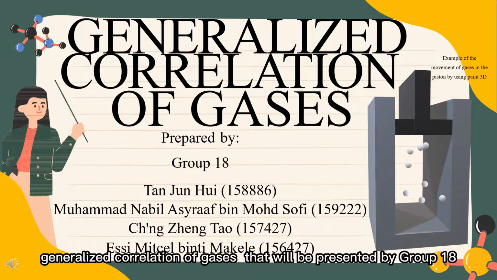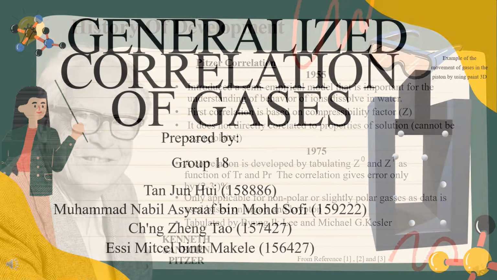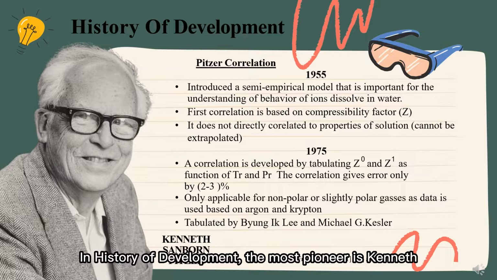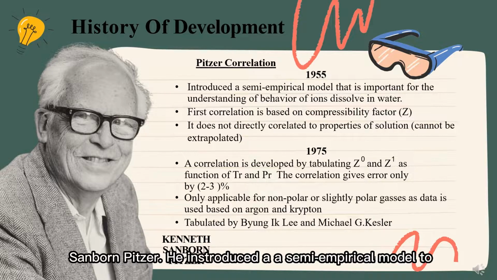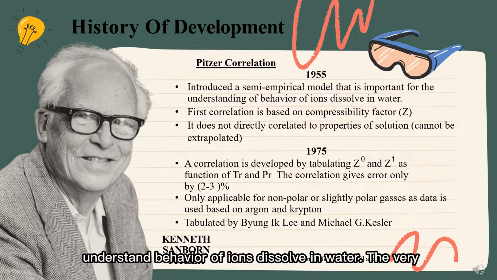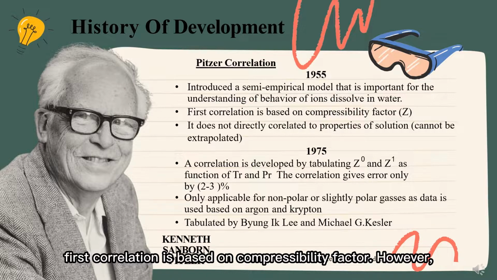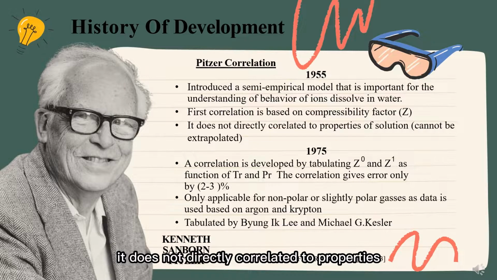Welcome to the topic of generalized correlation of gases that will be presented to you by Group 18. In the history of development, the most important pioneer is Kenneth Sanborn Pitzer. He introduced a semi-empirical model to understand the behavior of ions dissolved in water. The very first correlation is based on the compressibility factor. However, it is not directly correlated to properties of solution, thus it cannot be extrapolated.